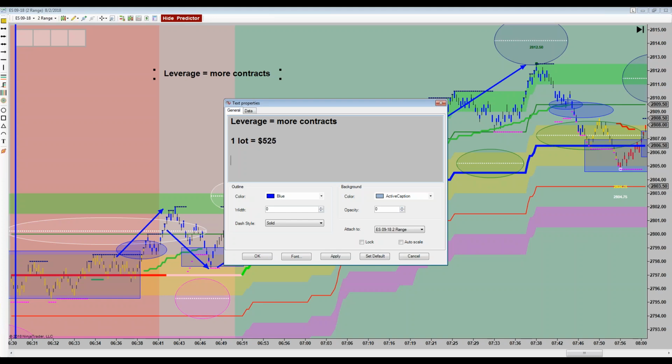So let's do some math together. How much would 4 lot be? How much is 4 lot? 2,100. 10 lot. We need to put 10 lot on it, which is nothing. That's nothing to ES. Give me more. I'm not going to do all this all the way up. You get the idea. So this is how I make money on ES.